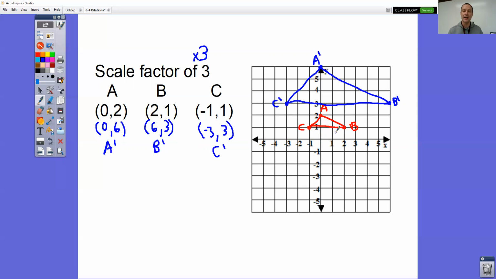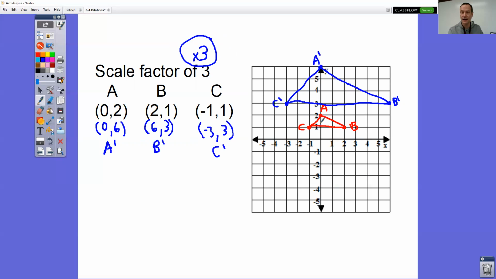Since we multiplied by 3, it got bigger. It's 3 times the size of the original. Notice that if we had to figure out the scale factor, our CB down here is 1, 2, 3 units long. Now it's 1, 2, 3, 4, 5, 6, 7, 8, 9 units long. So how do you get from 3 to 9? You have to multiply by 3.